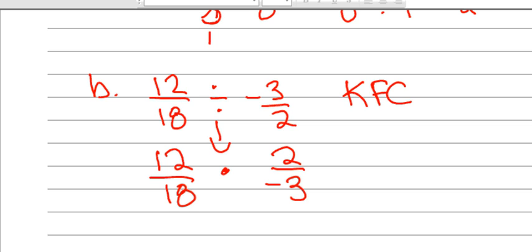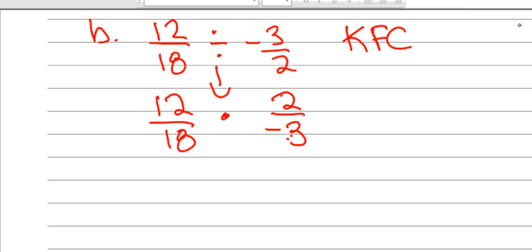Now, if you want, you can multiply straight across and then reduce it at the end, or we can cancel. So remember, we can cancel up and down or diagonal. Sorry about that.